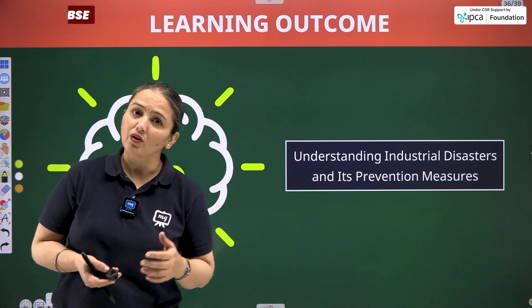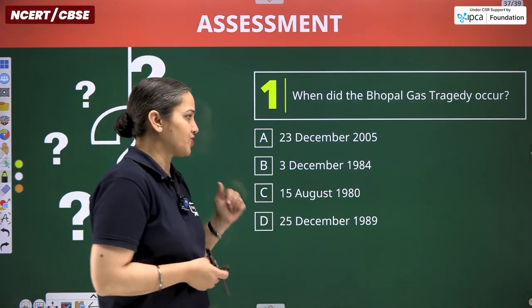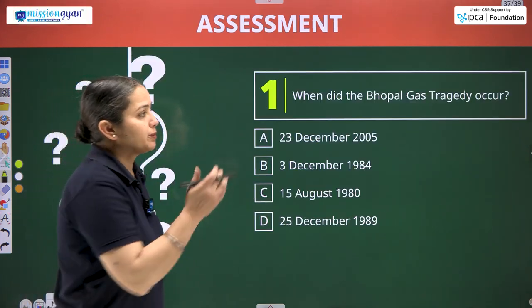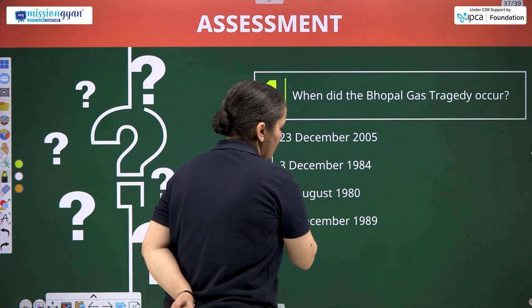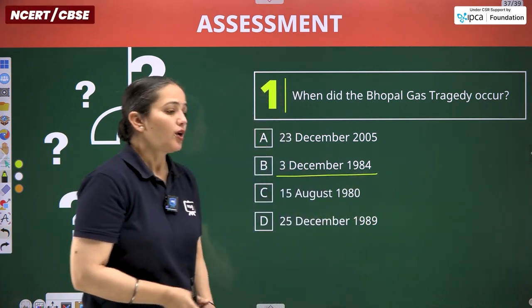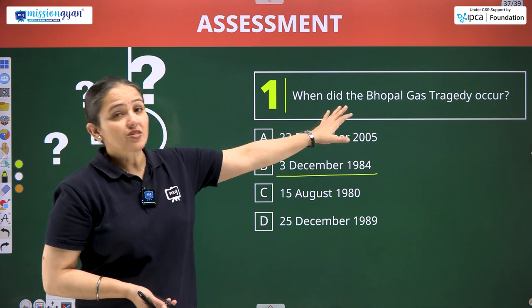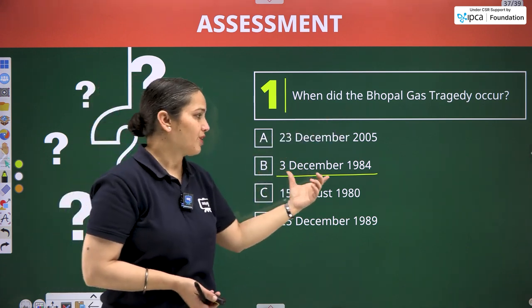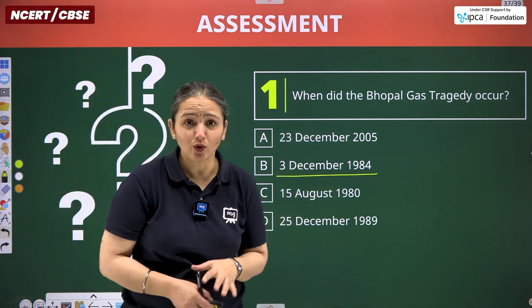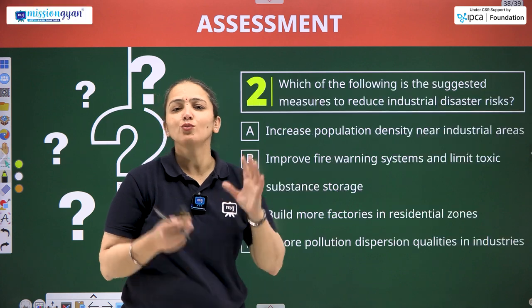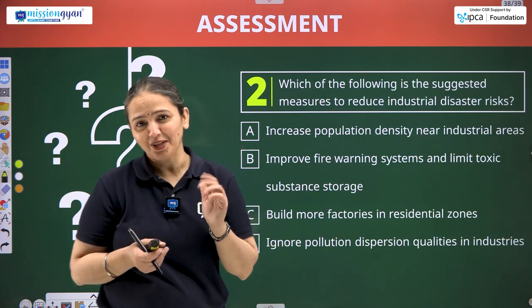Now is the time for the recalling part. So let's do that. Question number 1. When did the Bhopal gas tragedy occur? It occurred on 3rd December 1984. Over here, there are no chances of discussion because the question is straightforwardly asking when. So we have to figure out the certain answer. If you don't know, just try to learn things more carefully next time.